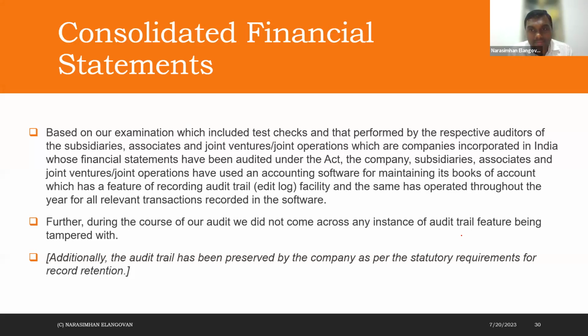In case of a consolidated, it is slightly similar. You will write: based on our examination, which includes test checks performed by respective auditors of subsidiaries. Very important: the holding company has one auditor, the subsidiary company has somebody else as auditor. Check whether the subsidiary company auditor has reported that, and whether it's material. Associate, joint venture, joint operations which are companies incorporated in India, because companies incorporated outside India are not applicable, whose financial statements have been audited under this Act, then the company, subsidiary, associate, joint venture has a feature of audit trail enabled. And we came across no instances where this was not there.